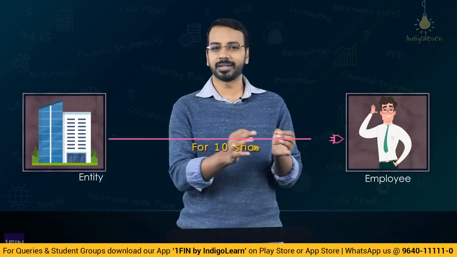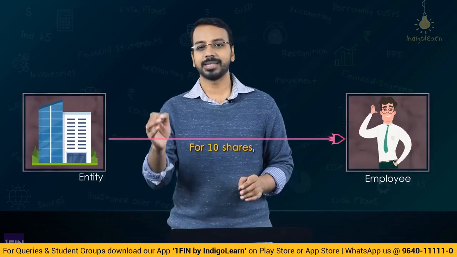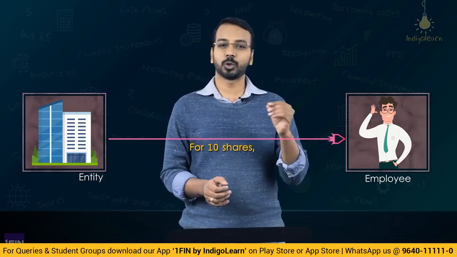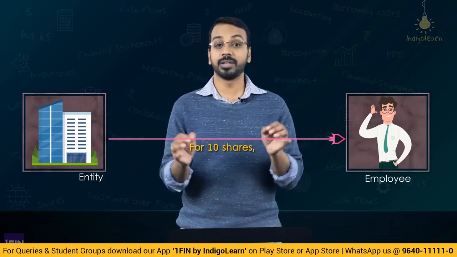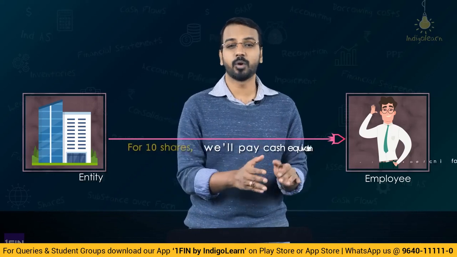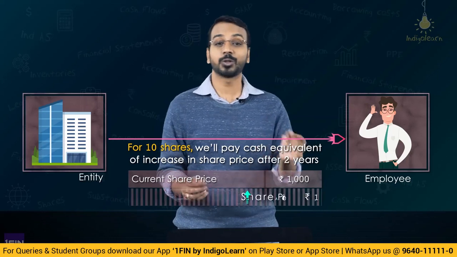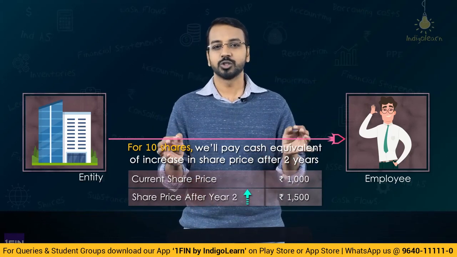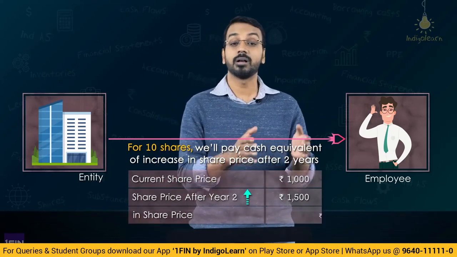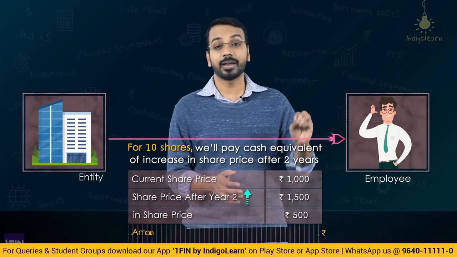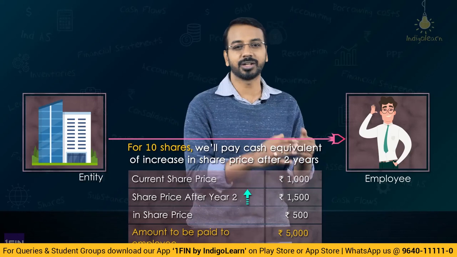Another example could be where the employer tells the employees to consider 10 shares. Today, the share price is 1000 rupees, and whatever is the share price after 2 years, we will compute the difference, and I will pay you the differential amount for 10 shares. So, for example, today the share price is 1000 and after 2 years it becomes 1500. The increase in share price is 500 rupees. For 10 shares, the amount comes to 500 multiplied by 10, 5000. So, this can be another cash settled transaction.